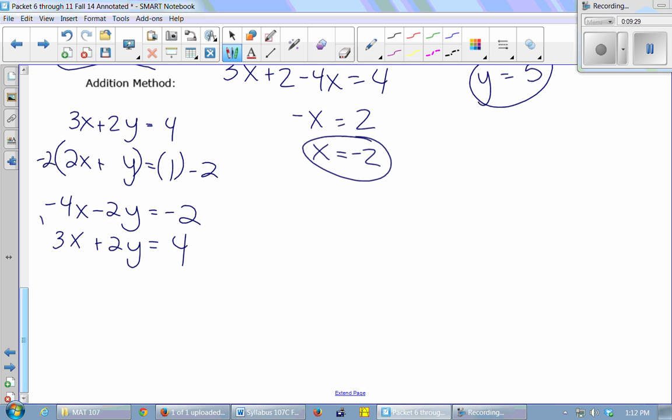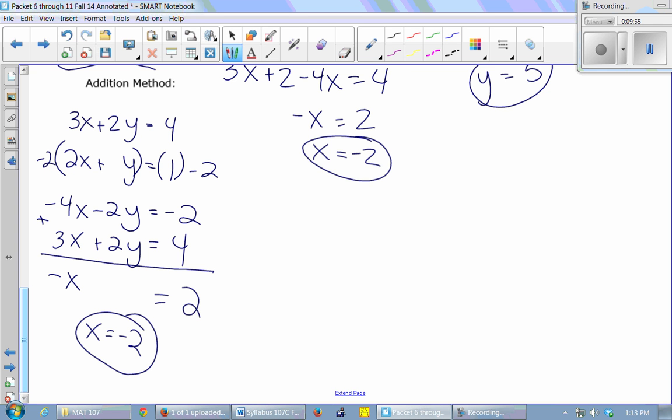Now these two I add together. What's negative 4x plus 3x? Negative x. What's negative 2y plus 2y? 0y. So now I have no more y's. Negative 2 plus 4 is 2. So negative x equals 2, so x equals negative 2. So that's called the addition method.